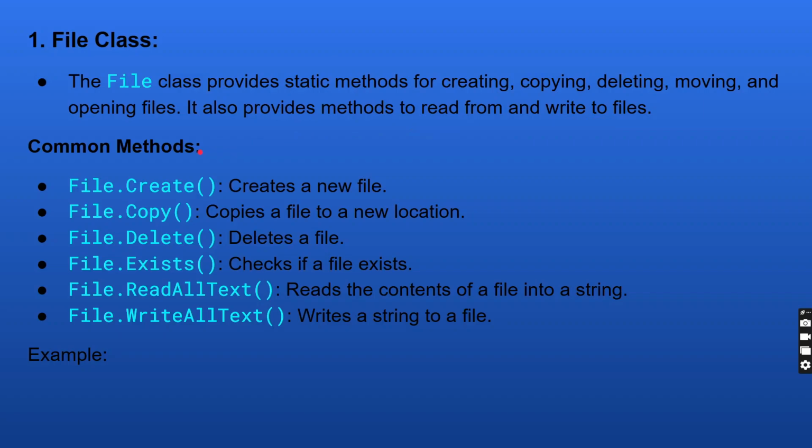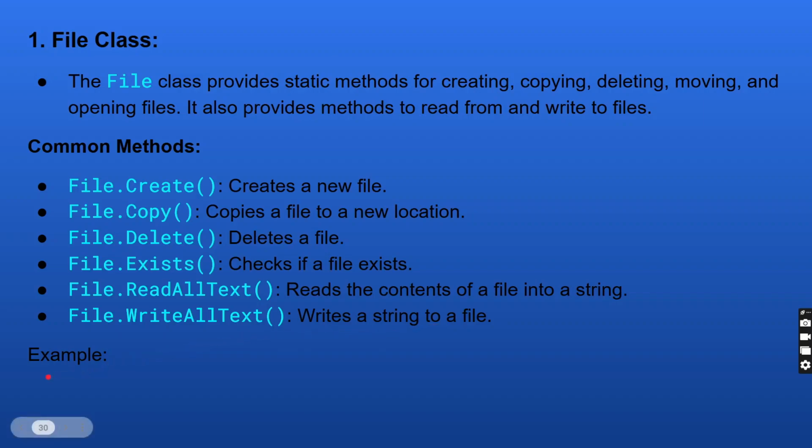Common methods in the File class: File.Create creates a new file; File.Copy copies a file to a new location; File.Delete deletes a file; File.Exists checks if a file exists; File.ReadAllText reads the content of a file into a string; and File.WriteAllText writes a string to a file.